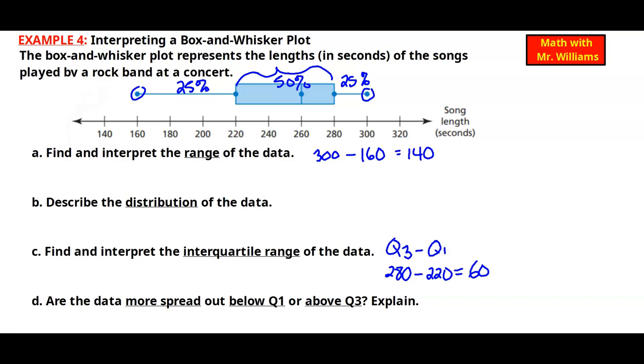D, are the data more spread out below Q1 or above Q3? Well, this goes back to being skewed left or skewed right. Well, it's definitely more skewed for Q1. So the data below Q1 are more spread out than the data above Q3.